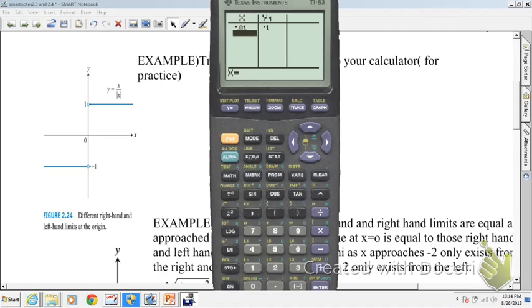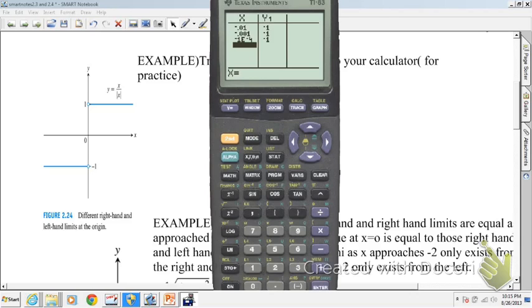Negative 1. Okay, how about negative 0.001? So getting a little closer to 0, but still to the left. Okay, negative 1. Negative 0.0001. Still looking like negative 1. So it's looking like the limit as x approaches 0 from the left is negative 1.